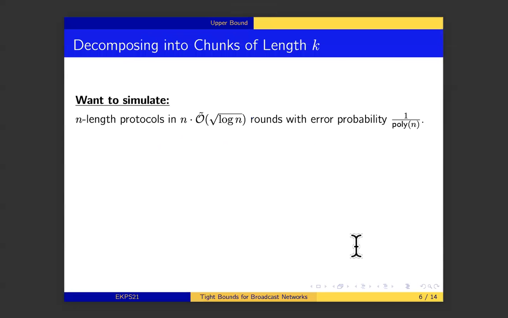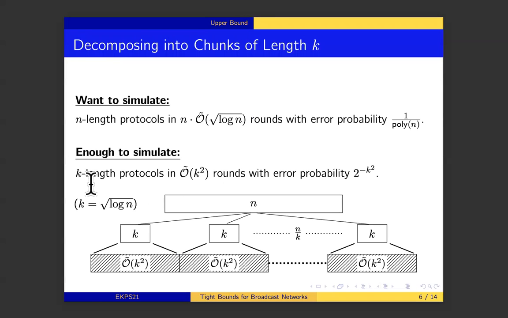For the upper bound, I want to show that you can simulate this n-length protocol with an overhead of root log n, which means a total of n times root log n rounds with some small error probability, 1 over poly n. Our goal is to simulate n-length protocols in n root log n rounds with error probability 1 over poly n. And the first thing I want to explain is that in order to do this, it is sufficient to simulate chunks of length k, where k is root log n, in k squared rounds, which is log n because k is root log n, with error probability 2 to the minus k squared, which is 1 over poly n.